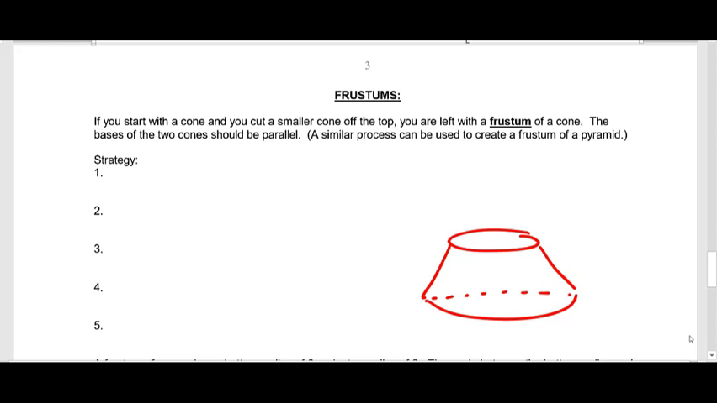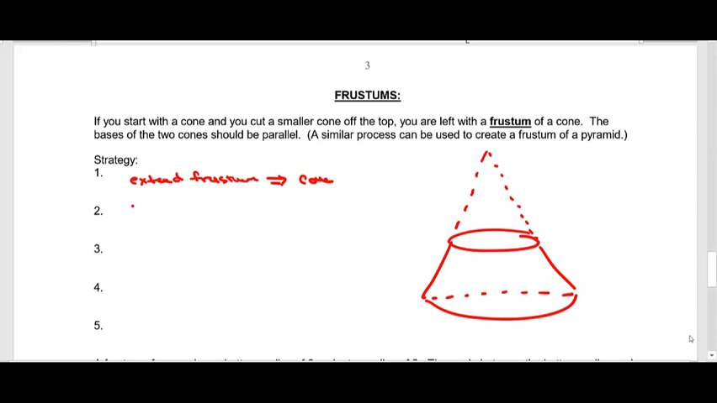It basically looks like a cone where the top's been chopped off. And so when we approach these, as far as finding the surface area, we will follow a strategy. The first part of it is to go ahead and extend the frustum until it looks like a cone again. So I'm going to go ahead and draw something like this and like this, and it's going to look like a cone.